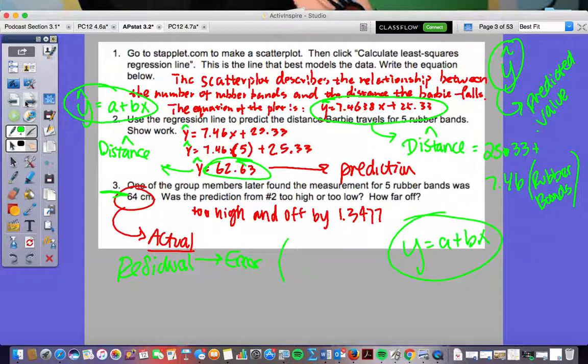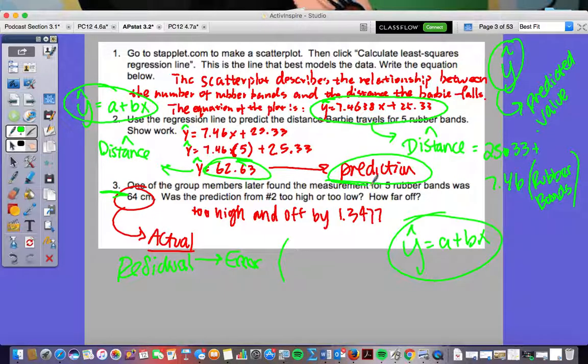So what we want to do is make sure that we put context in. And this right here, the distance hat equals this with the rubber bands as the x explanatory. That's kind of what we did, right? And I don't know who did the second one, but I do remember they did a great job of plugging the 5 in to predict, right? This is the prediction of what we would have if we had 5 rubber bands, what would be the distance? We plugged 5 into the equation, the LSRL, and then we got out 62.63, right?